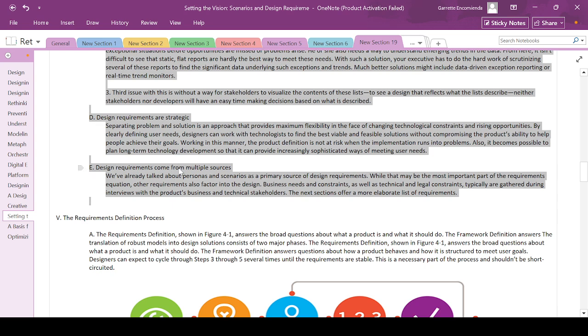So the third issue with this is without a way for stakeholders to visualize the contents of this list, to see a design that reflects what the list describes, neither stakeholders nor developers will have an easy time making decisions based on what is described.